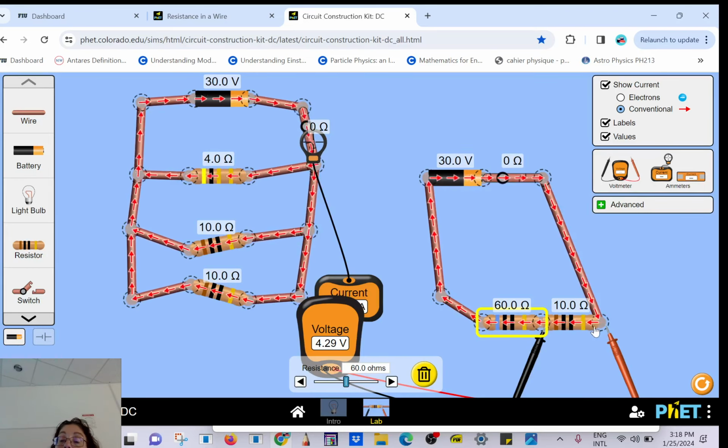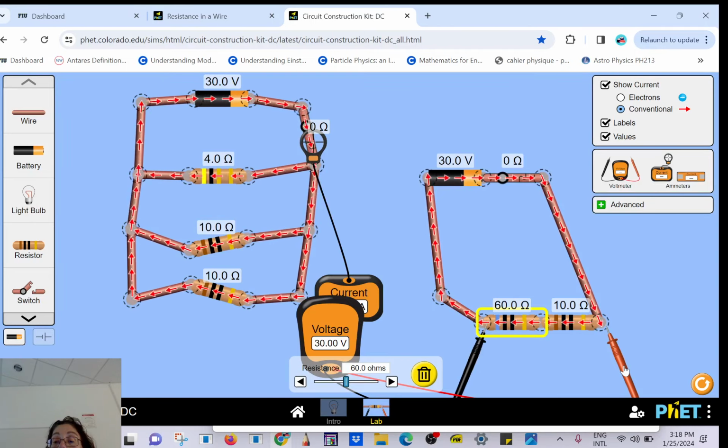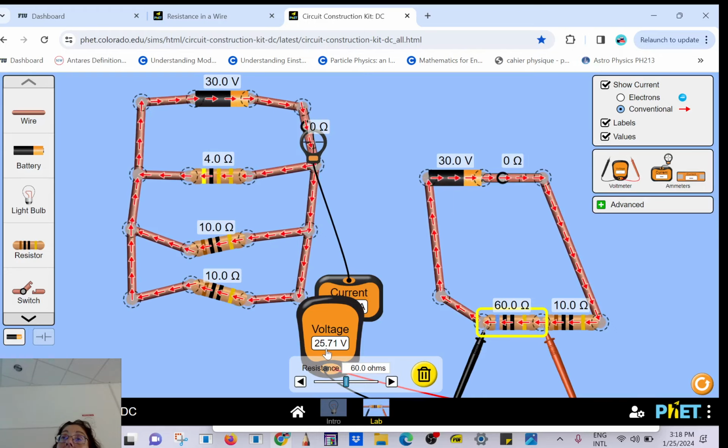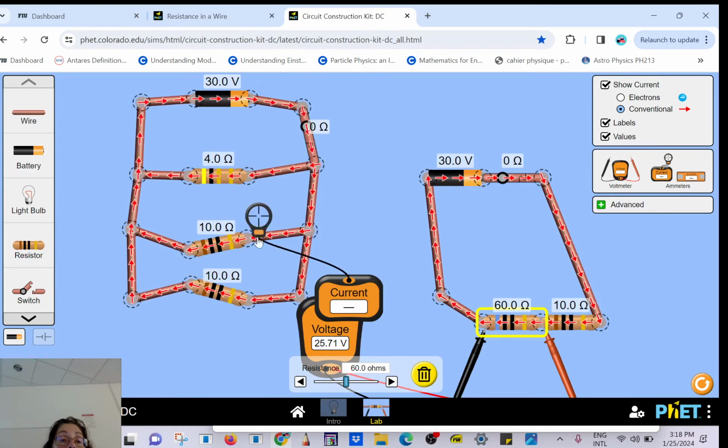The voltage drop across 10 ohms is 4.29. Agree? And the voltage drop across this load, and they are in series, is about 25.7. When you add them up, you get to 30 volts. So when loads are in series, you add up the voltage, and it will give you the voltage of the power supply. Now, if the loads are in parallel, so if it's a parallel circuit, the voltage will be the same, but the current adds up.